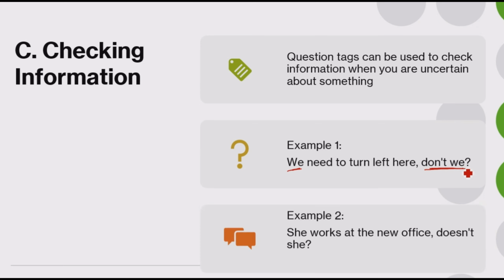Example 2, she works at the new office. She is a third person. So she works at the new office. Because it is in the third person, remember the third person goes with the words ending in s. So in this case, we can't say don't we because that's plural. Then we need to say doesn't she because she is the subject. If it was he works at the new office, we're going to say doesn't he. So that's what is key.